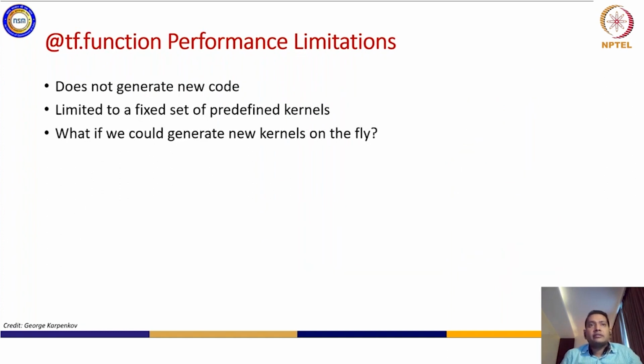So the limitations are that the tf.function runtime is not generating new code. Essentially the kernels are the primitive ones, right? And it is limited to a fixed number of predefined kernels. Whatever kernels you have are from the library, and they will take the operations from the kernels and make this. Now, what if you can generate new optimized code on the fly, depending on the target, right?